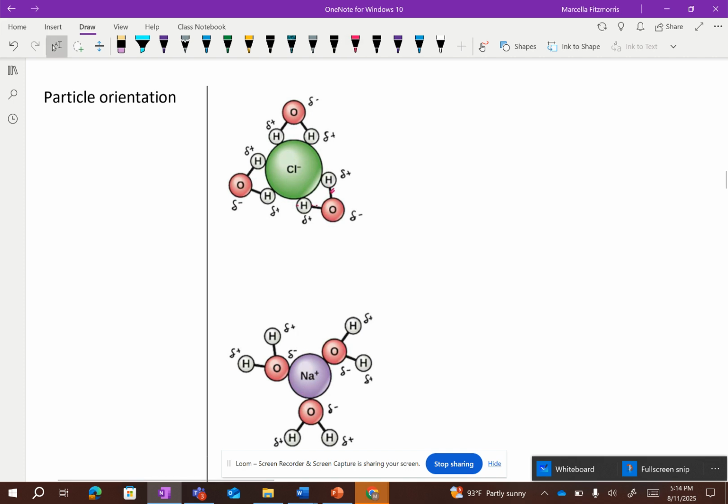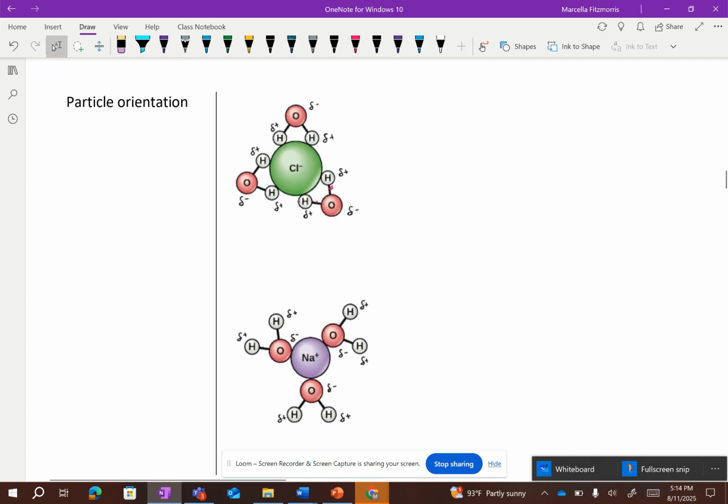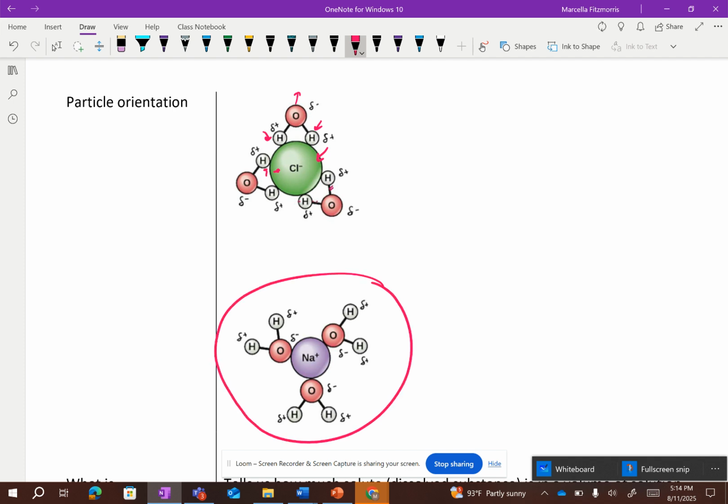And here you can see that particle orientation a little bit better. Okay, so you have your Cl, which is negative, your hydrogen in the water, which are partially positive, being connected, and the partially negative oxygen being further away. So in every single case, the positive is close to the negative. And over here, on this next other one, you have your positive Na, and your partially negative oxygen is what's close to the Na. And the partially positive hydrogen is further away.